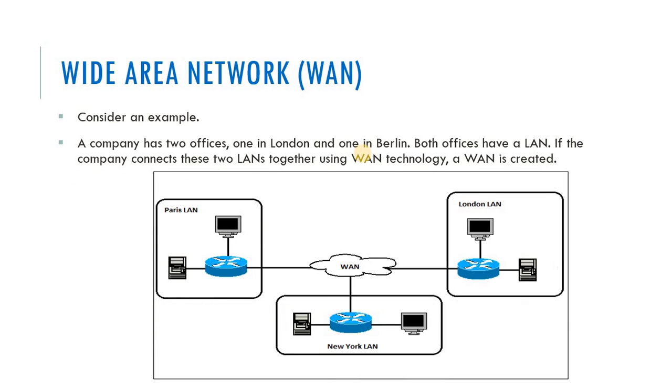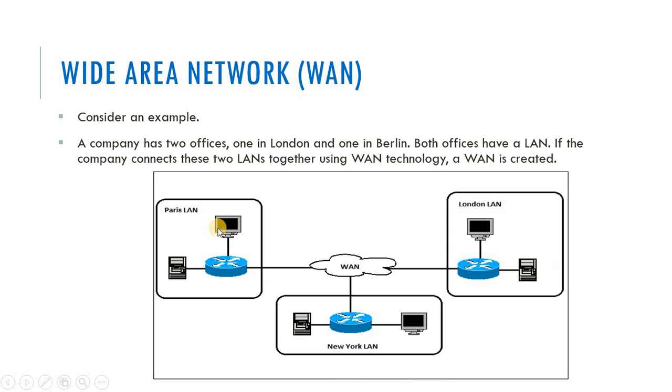Now consider one example. For example, a company has two offices, one in London and one in Berlin. Both offices have a LAN. If the company connects these two LANs together using a WAN technology, a WAN is created. Suppose there is a company named XYZ, and that company has multiple offices in different locations: one office in Paris, one in New York and one in London, and each office has its own LAN.